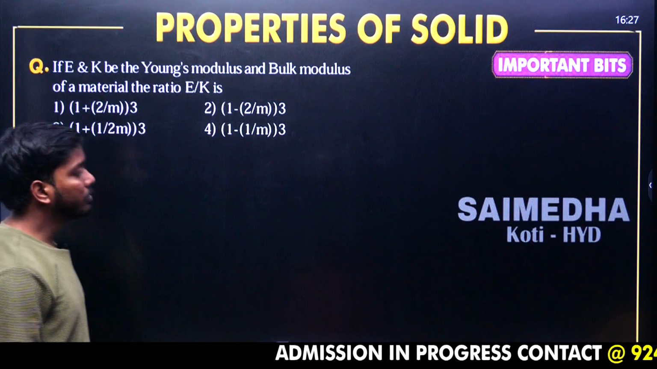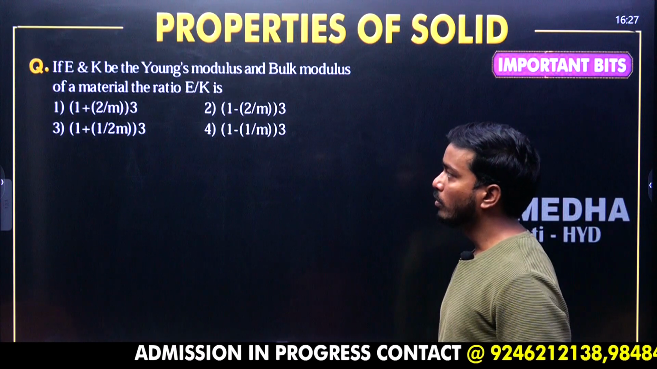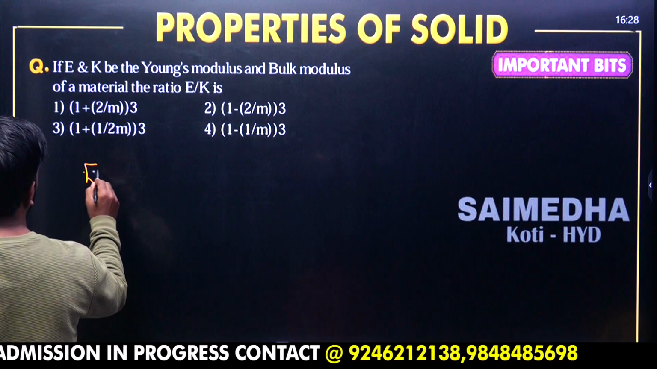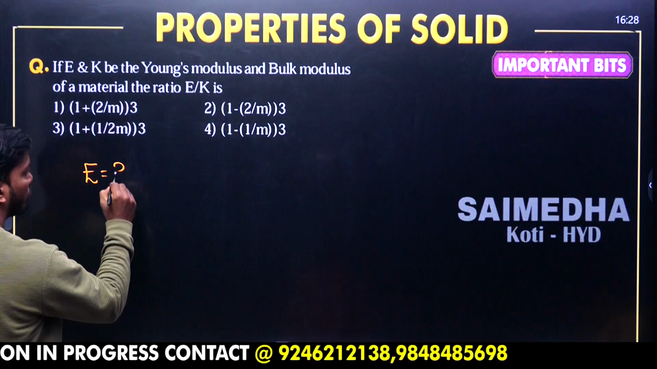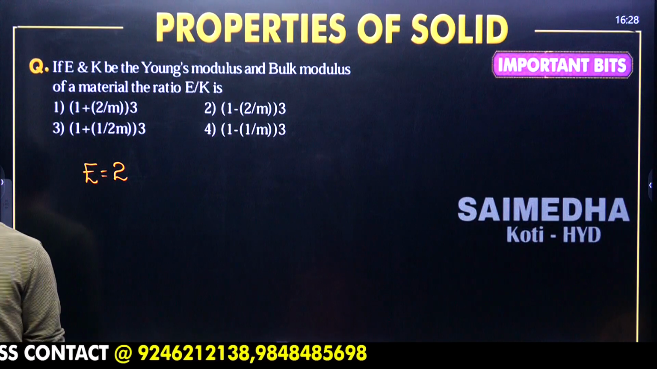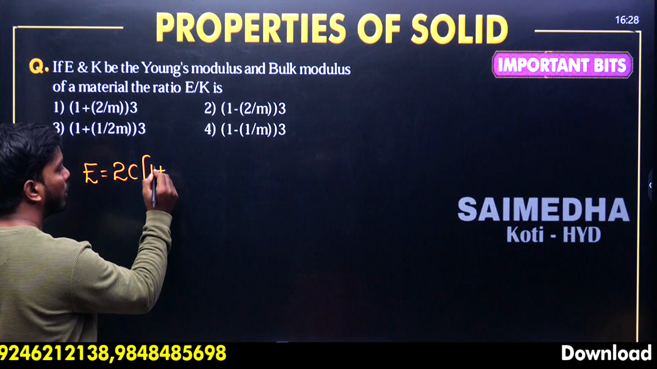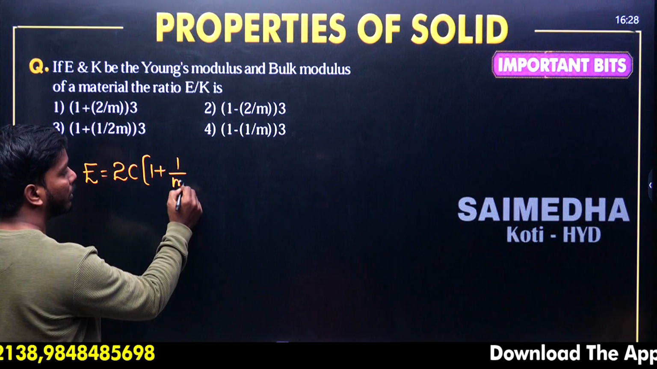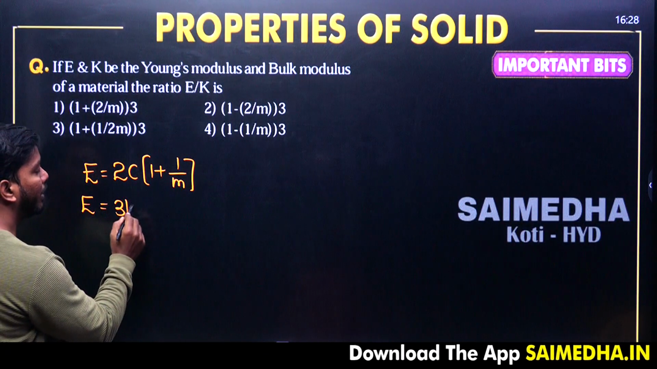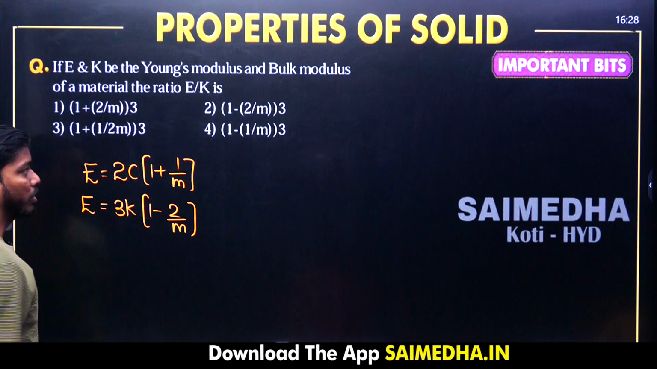Now he is asking the relationship between E, the Young's modulus, and K, the bulk modulus. What is the ratio of E by K? Okay, what is the formula for E in terms of Poisson's ratio? E is equal to 2n, or 2c we can say. So Young's modulus E is equal to 2c into 1 plus Poisson's ratio, which is 1 by m. I am taking 2c into 1 plus 1 by m. E is equal to 3k into 1 minus 2 by m, because 1 by m is the Poisson's ratio here. Okay.